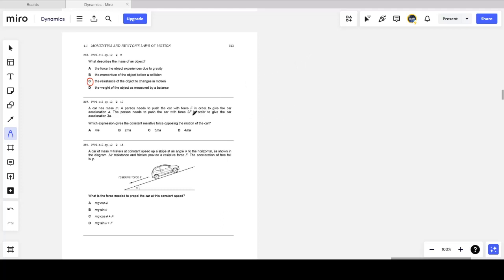But the next question is 259. It's from summer 2019, question paper 1, variant 2, and question 10 from that paper. We're told that a car has a mass m and a person needs to push the car with the force F in order to give the car acceleration a. The person then needs to push the car with a force 2F in order to give the car an acceleration 3a. We want to know which expression gives the constant resistive force opposing the motion of the car.